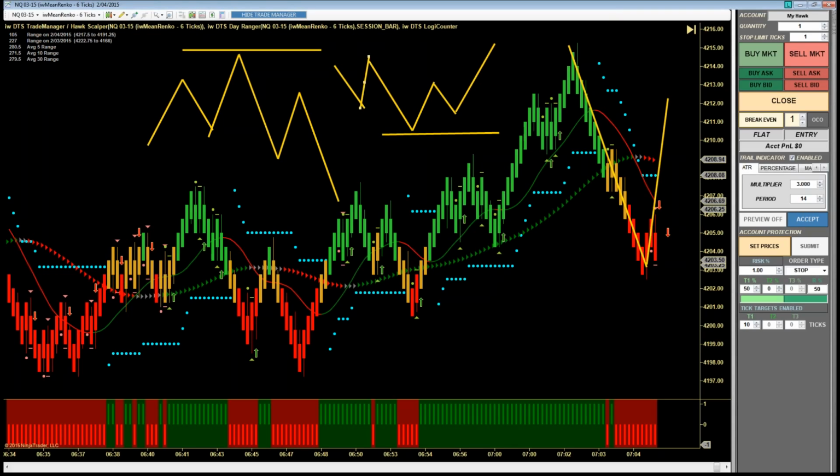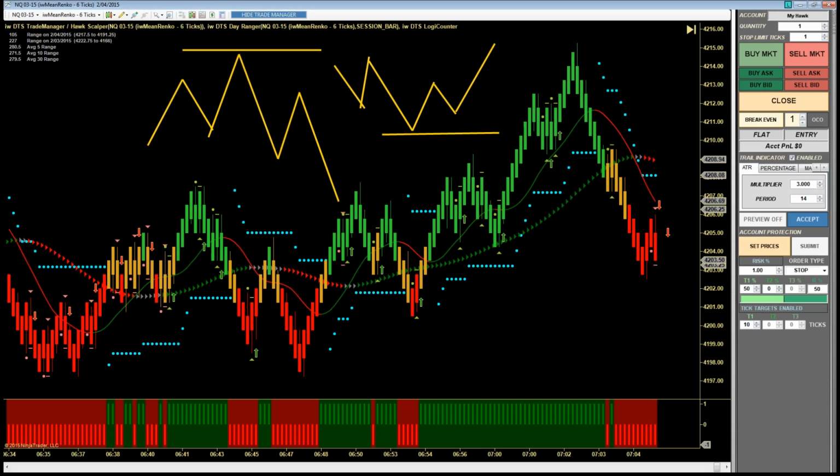Now, some of you are immediately going to recognize these as M or W formations. Some people call them 1, 2, 3 tops, 1, 2, 3 bottoms. If I threw another little segment in here, you would call it a head and shoulders formation. The principle is exactly the same.